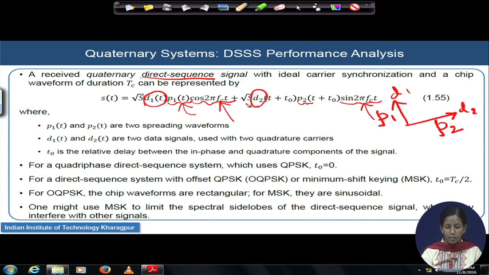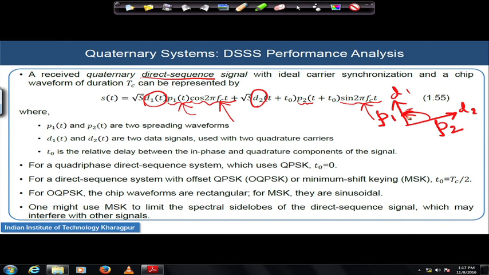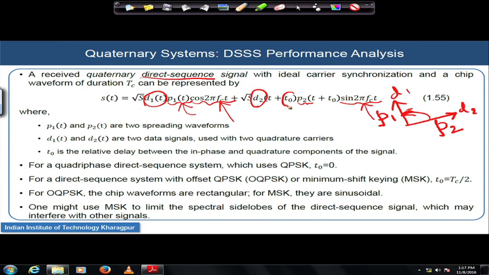And remember, what is T0? T0 will be the relative delay between the signal received on, say, the cosine axis, or one of the carriers, with respect to the effective delay available on the other carrier. If we consider that there is a relative delay between the signal received in one carrier and the signal received over the other carrier, that delay will be symbolized in this derivation as T0.